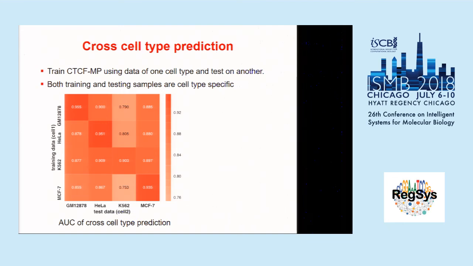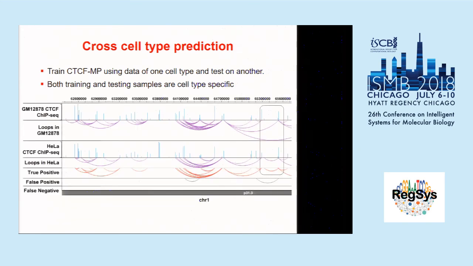To avoid using testing samples in the training samples scenario, here both training and testing samples are cell type specific motif pairs. This figure shows the AUC of cross-cell type prediction. Even in the worst scenario, CTCF-MP can reach 0.75 AUC score. And similarly, we visualize the process of it.